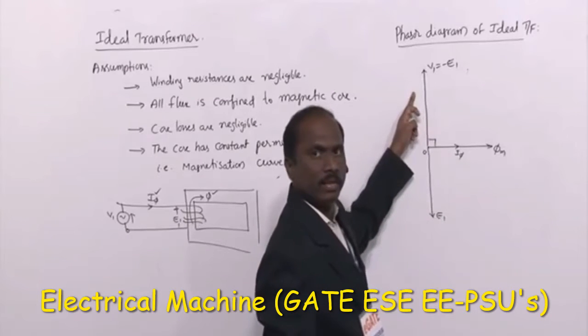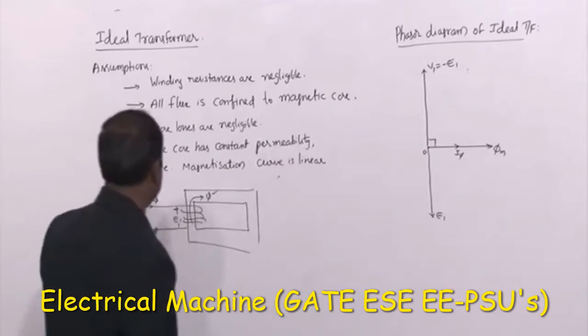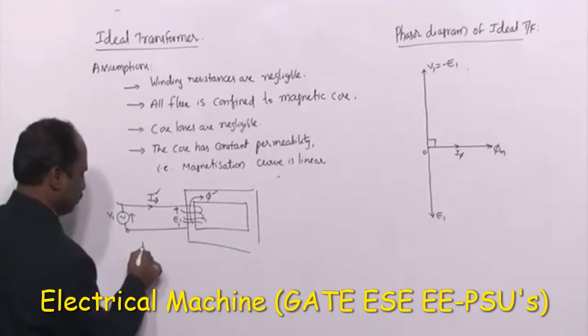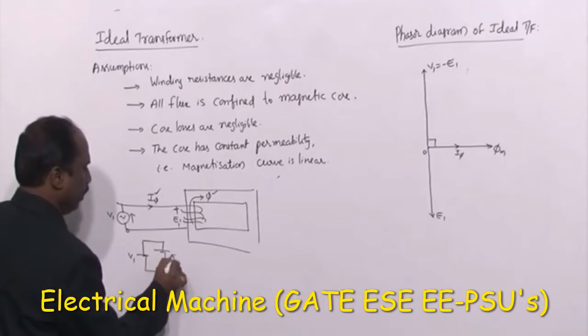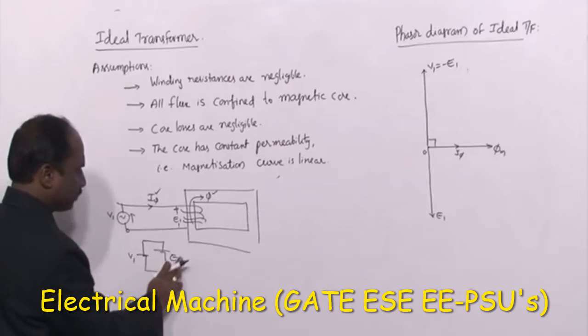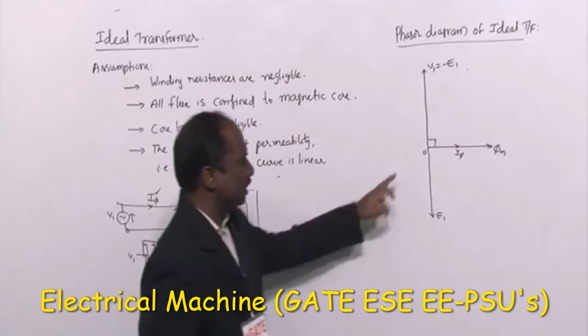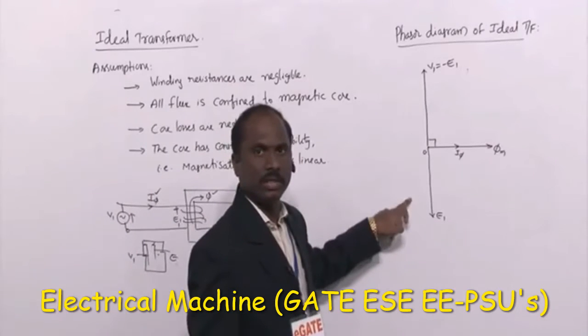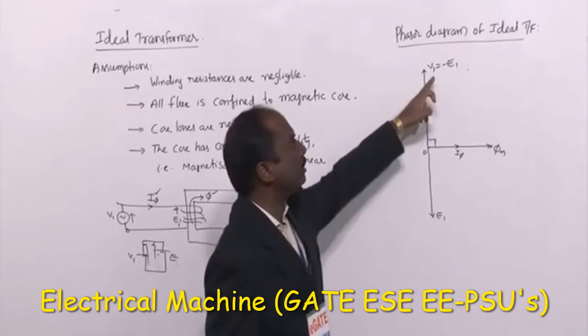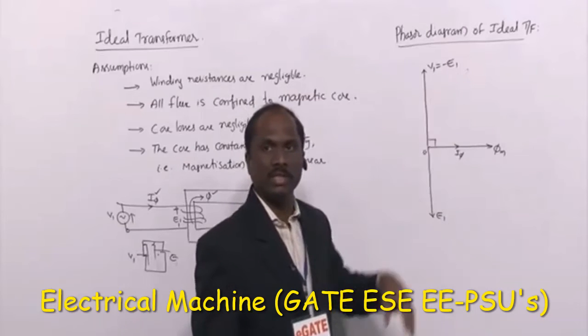This is V1. How is E1? E1 is in phase opposition. For example, this is V1 and this is E1. V1 and E1 are in phase opposition, that's why we are taking this vector E1 opposite to this. But what are the magnitudes? The magnitudes are equal, so V1 is equal to minus E1.